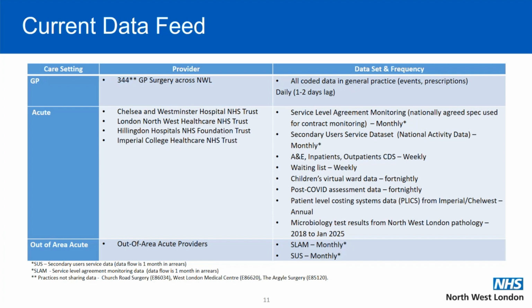There's additional information there from acutes as well. But I wanted to be clear, you know, sometimes we think, oh, okay, we're only receiving data from our hospitals in Northwest London. That's not quite true. We also receive our out of area acute providers data. So we get that SLAM and SUS data for any of our patients who might go to a hospital outside of Northwest London. So we have that joined up into the data warehouse as well. Next slide, please.